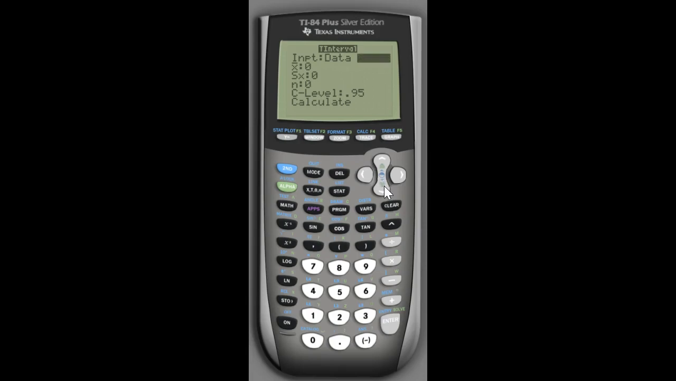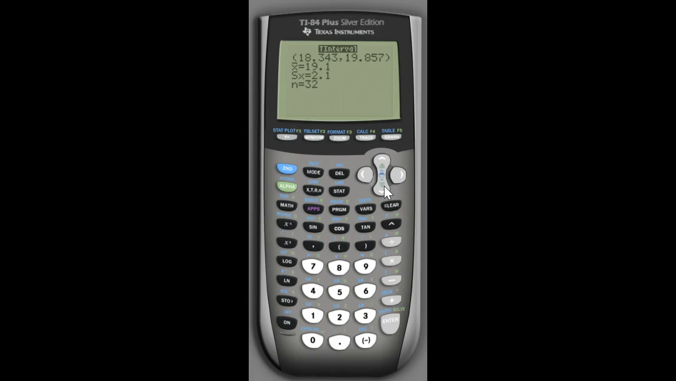Then I'm going to enter the mean. The mean in my sample was 19.1, my standard deviation was 2.1, and my sample size was 32. I have a confidence level of 95%, and I calculate. And there it is. That's the answer.